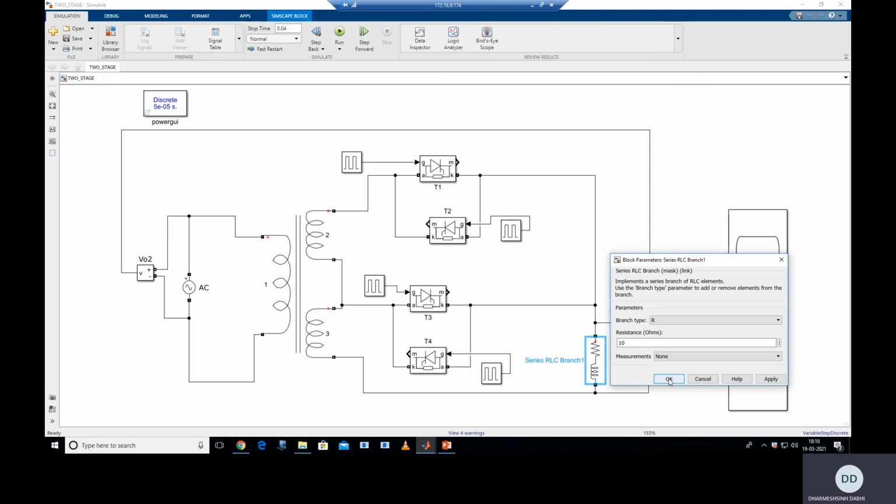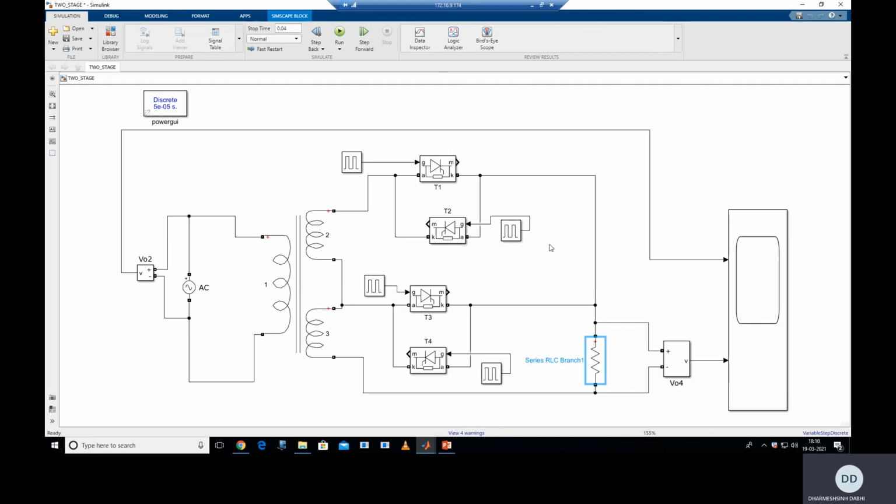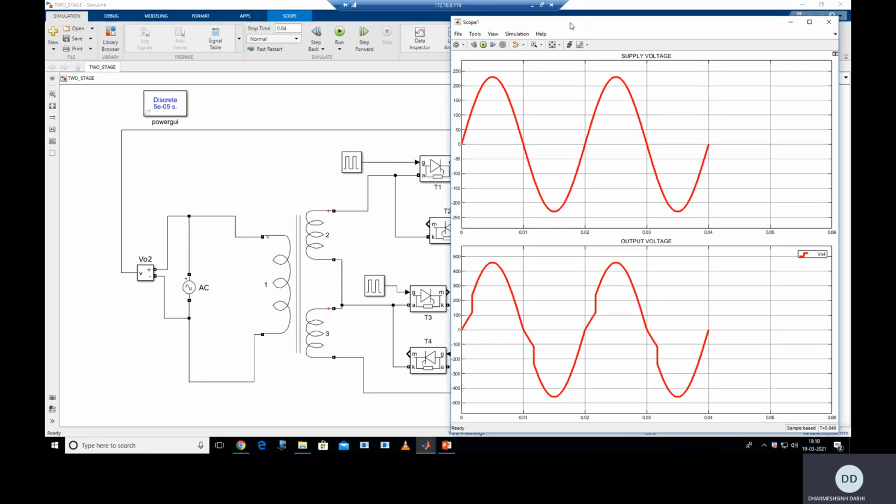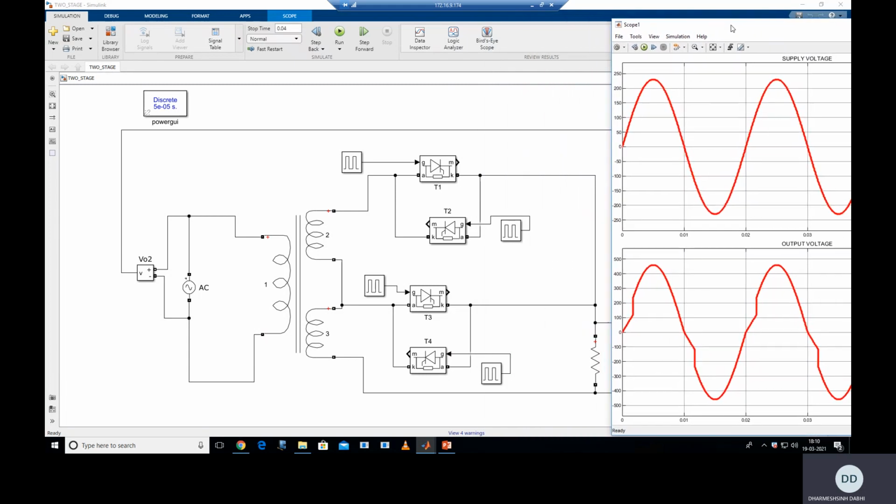So for R load we set the value of resistance to 10 ohm. Now let's run this simulation and observe the waveform of the output voltage. You can see here in the first scope I measure the supply voltage, this one, which is 230 volt peak value, and this is the output voltage we measure across the load side. So let's run this simulation and observe the output voltage. So now you can see the waveform of the output voltage across the load side.